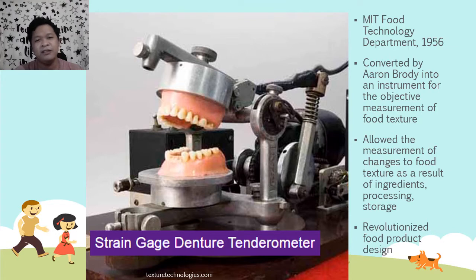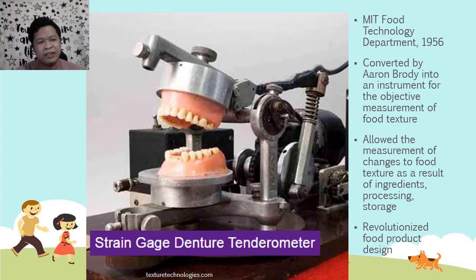So obviously, the idea here was gayahin kung paano ngumuya yung literal na bibig, no? And try to find out useful information about it, which eventually led to objective measurement of food texture. So obviously, this allowed the measurement of changes to food texture as a result of processing, ingredients and storage. No? Like if you had a sample, ano yung magiging response nitong machine na ito 1 month after the product was produced, or if you had an ingredient substitution, added more of a certain ingredient.